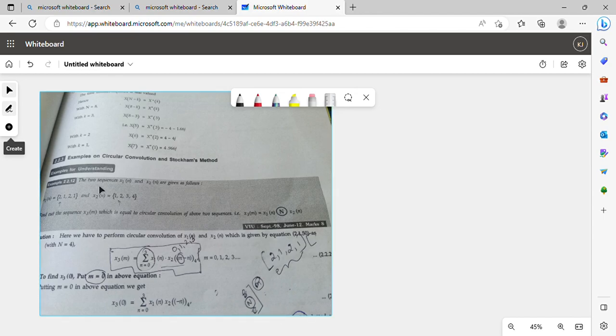So now this is one video with respect to DSP. My question states that the two sequences x1 of n and x2 of n are given as follows. x1 of n is equal to 2 1 2 1 and x2 of n is 1 2 3 4. Find the sequence x3 of m, which is the circular convolution of the two sequences: x3 of m is equal to x1 of n circular convolution x2 of m.